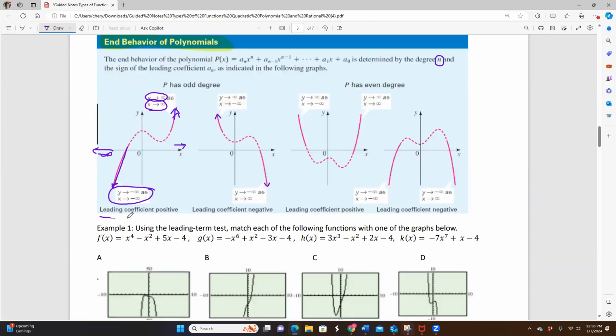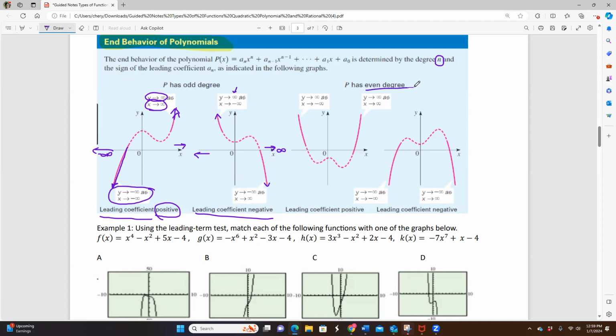This happens when the lead coefficient of an odd degree function is positive. So it's going to start low and end high. If the leading coefficient is negative, then as x approaches negative infinity, the y is approaching positive infinity. And as x approaches positive infinity, the y value is approaching negative infinity.